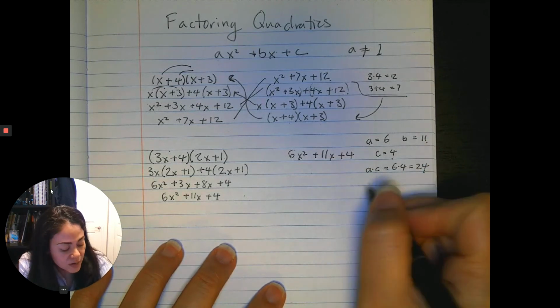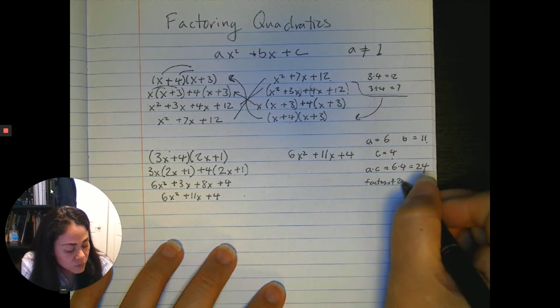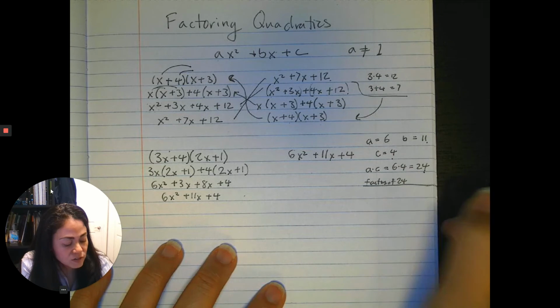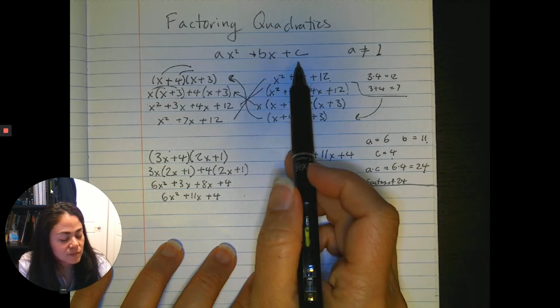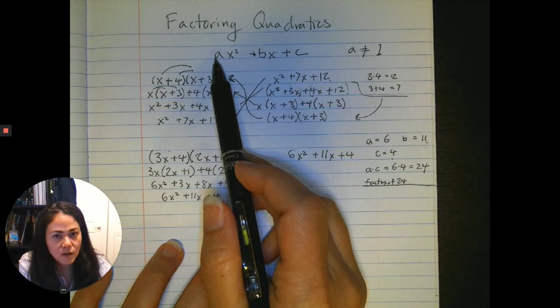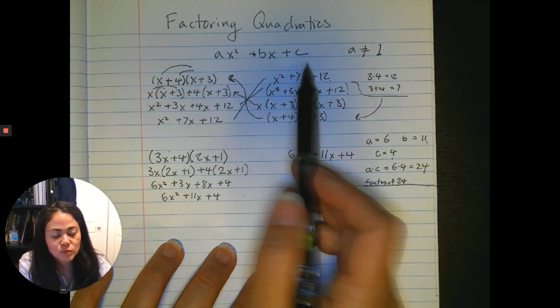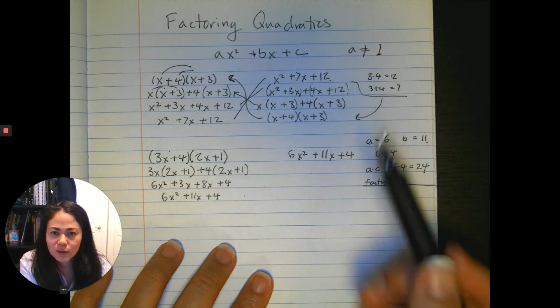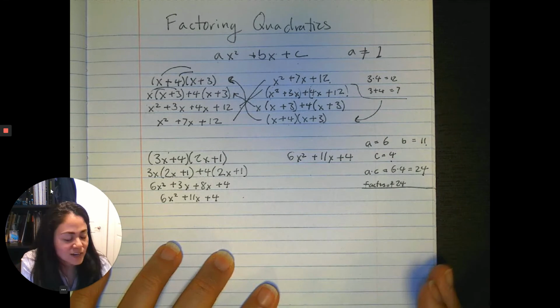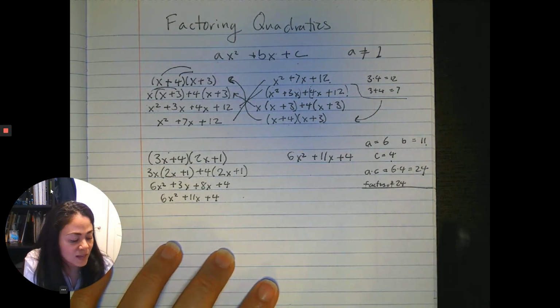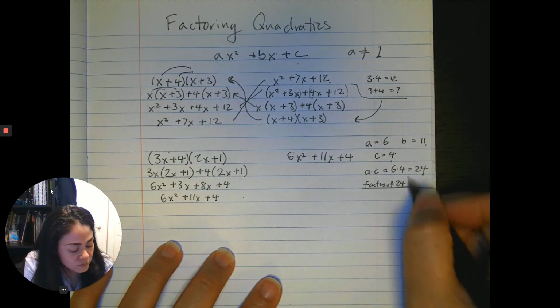So we're going to do factors of 24. Previously, we just did factors of C. Well, previously, A was always 1. So C times 1 is just C. That's why we could get away with just doing factors of C. Now we're going to do factors of C times A. In this case, it's 24.